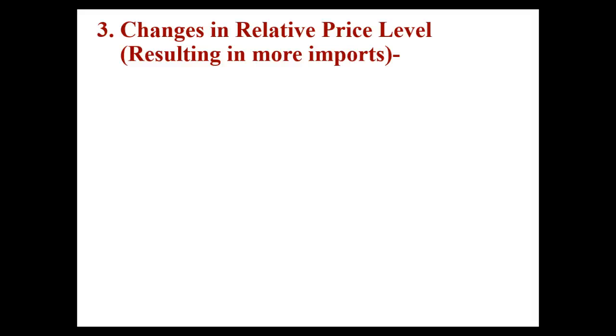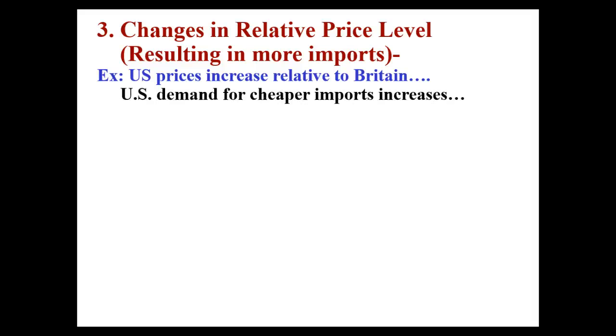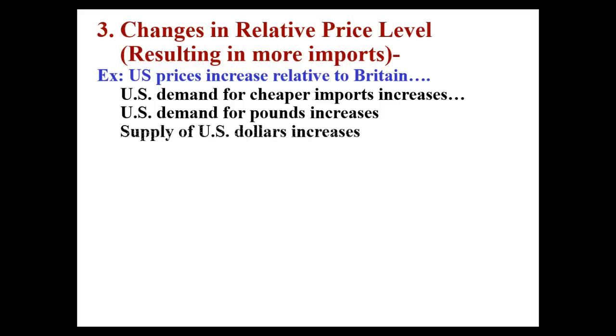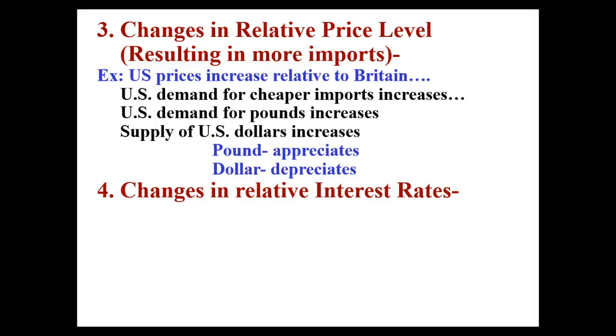We have changes in relative price levels. Well, if US prices increase relative to Great Britain, what's going to happen? Well, we're going to demand cheaper imports. So our demand for pounds increases. The supply of US dollars also increases. The pound appreciates, the dollar depreciates.